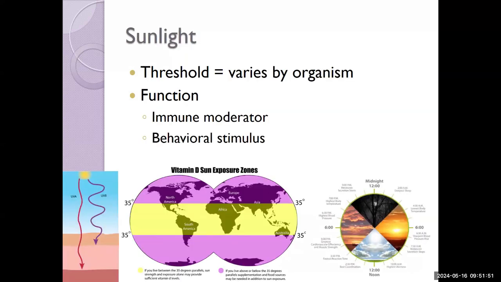The last factor I wanted to address was sunlight. The threshold will vary by organism, but sunlight has a critical role in moderating our immune defenses, but also acting as a common stimulus for behaviors.